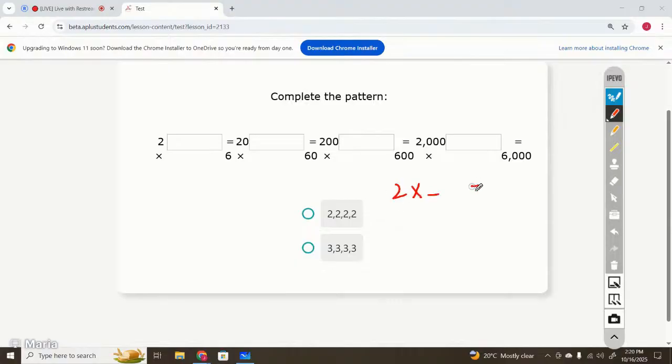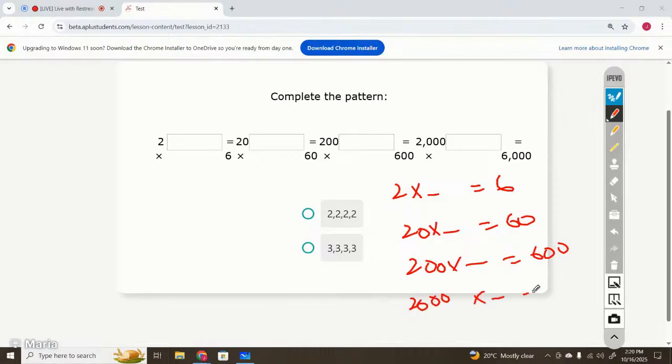Times what number is 6? 40 times what number is 60? That is like this. 200 times what number is 600? Yes, 2000 times what number is 6000?